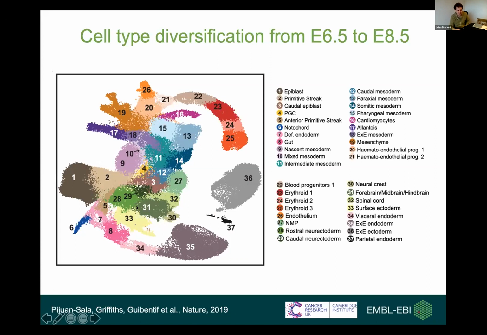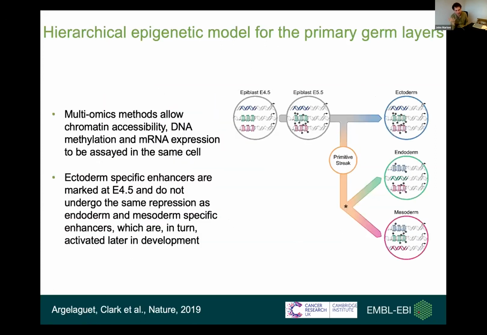And with Wolf Reik's lab, we've been looking at multi-omic strategies. A number of the previous speakers mentioned how important and how useful it will be to have these within a spatial context. And I absolutely agree, because having this chromatin accessibility, DNA methylation, and RNA expression information from the same cell with Wolf's lab, we were able to understand something about how the hierarchies of different cell types or germ layers are established in early development, with ectoderm-specific enhancers being marked relatively early on and not undergoing the same repression as endoderm and mesoderm-specific enhancers, which are in turn activated later on in development.